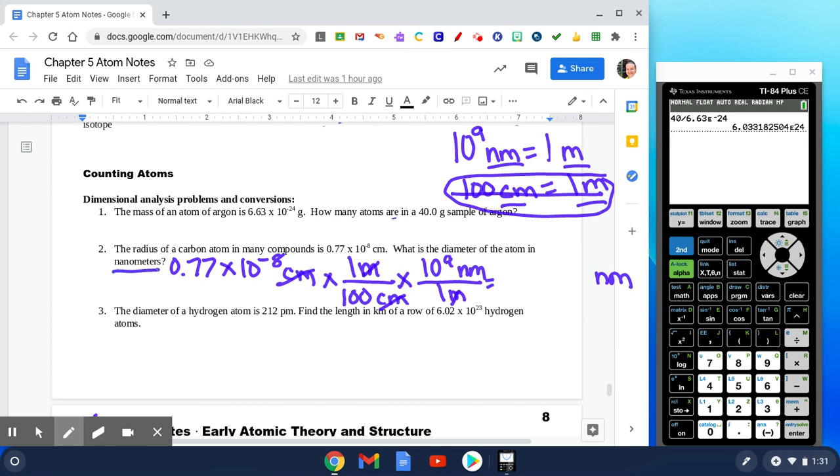So I'm going to multiply everything across the top. So I'm going to say 0.77, times, so I'm going to say e to the negative 8, times 1, times 10 to the 9th. So that's everything on the top. Now I'm going to divide by what's on the bottom, which is 100 times 1, which is 100.